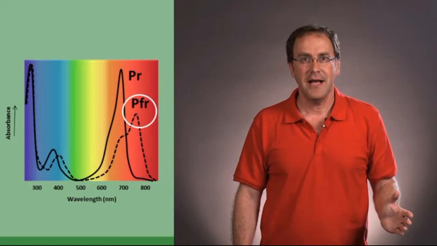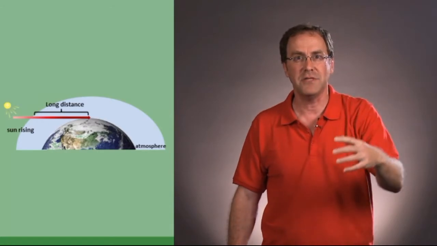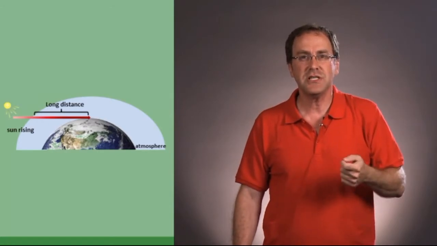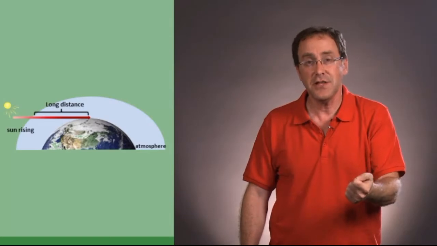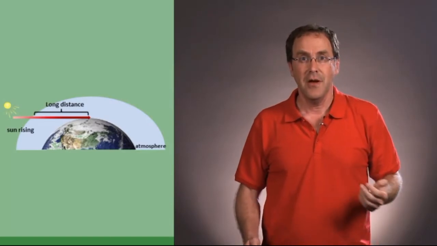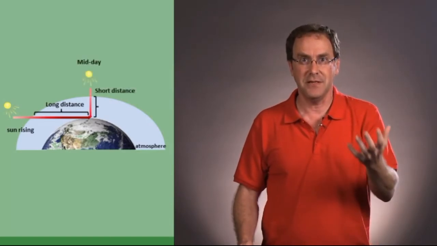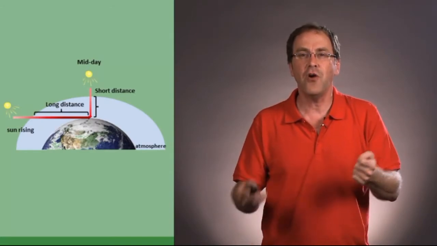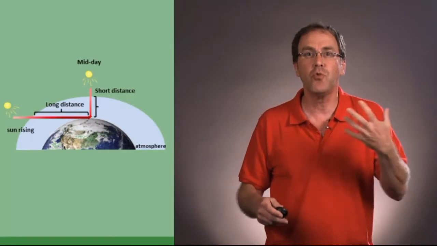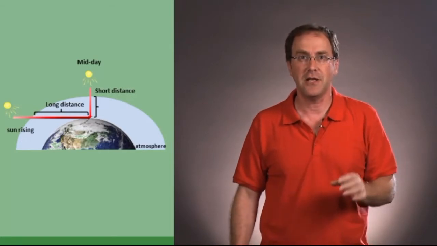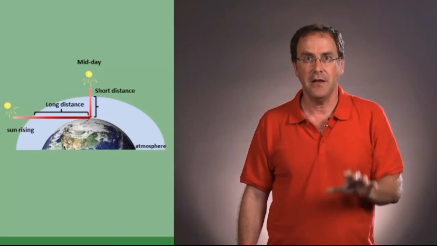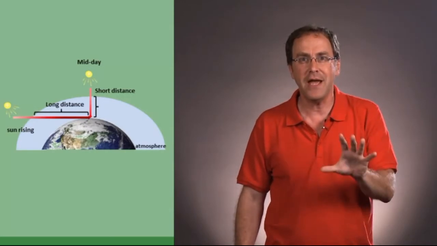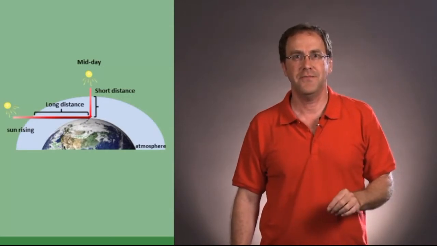Now, in the morning, as the sun is rising, the light waves have a longer path through the atmosphere. And under these conditions, there's more far red light than there is red light. But as the sun rises up to its zenith, the ratio of red to far red changes such that there's much more red light than there is far red light. So for the majority of the day, a plant is seeing primarily red and not far red light.